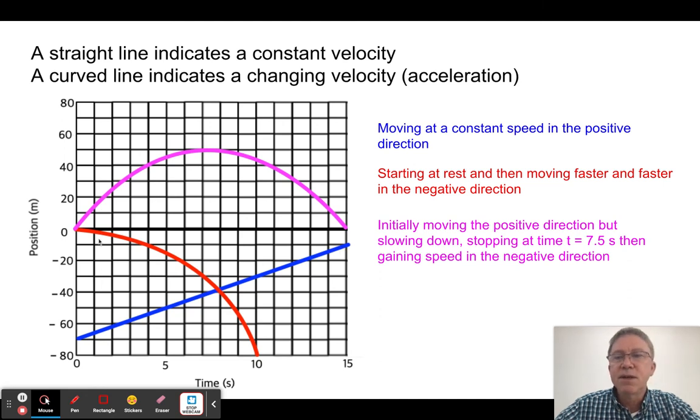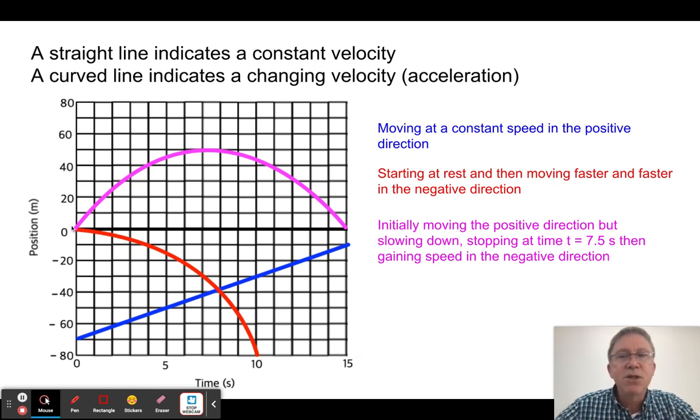What about this red one here? This red one starts off with a slope that's pretty close to 0. So I know it was probably at rest. It looks to me like at time 0, the slope was 0. It was at rest. But then it's going faster and faster in the negative direction. So I know that it's picking up speed and becoming more negative in its velocity.